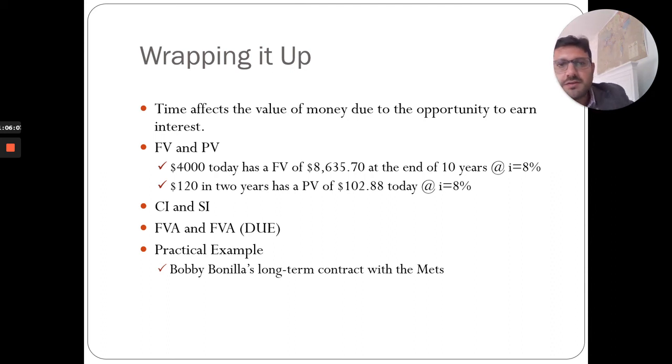Then we also have seen the relationship between the present value and future value. We have also seen how the 4,000 will grow to an 8,635 lump sum payment after 10 years. We discussed simple interest and compound interest. We also understood the concept of fixed payments, which is the annuity payments, ordinary annuity payments, and the annuity due payments.